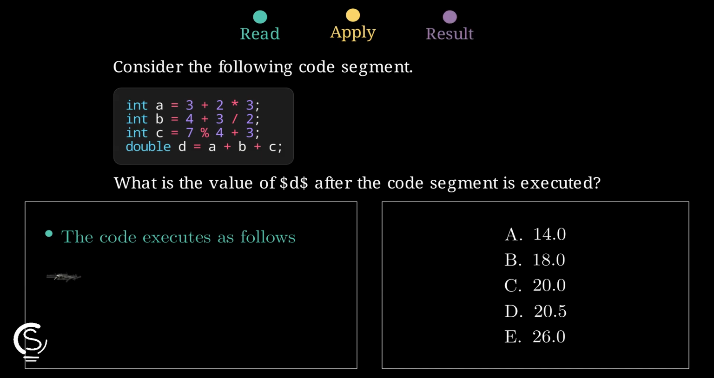Finally, add 9, 5, and 6 to get 20. Since d is a double, the result is 20.0. Option C is correct.